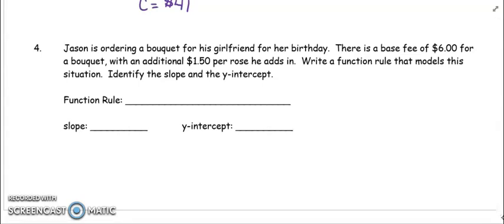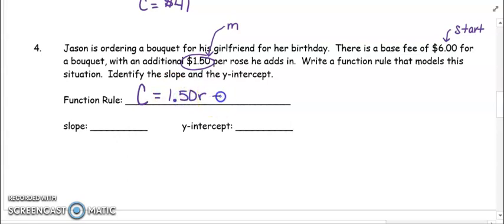There is a base fee of $6 for a bouquet with an additional $1.50 per rose he adds in. Write a function rule that models this situation. Identify the slope and the y-intercept. So we have the base fee of $6, an additional fee of $1.50 per rose. This 6, this is my starting point. The $1.50 per rose, this is my slope. Okay, that is my rate of change. That is $1.50 per rose, and then if we add on that starting point, that is plus 6.